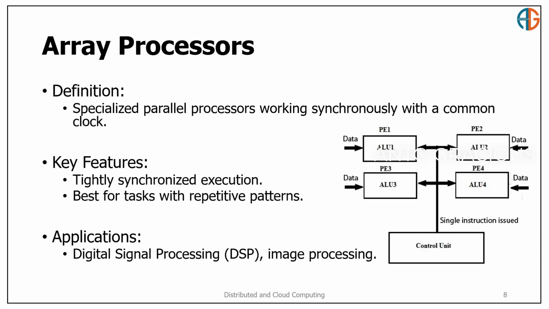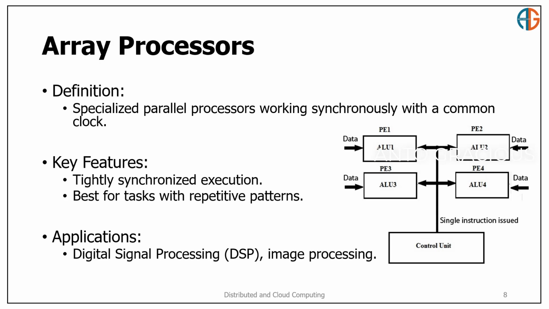Array processors. Array processors are a highly specialized type of parallel system. These processors work in sync using a common clock to process data in parallel. Imagine working together in a relay race with everyone passing the baton in perfect coordination. Array processors are ideal for tasks that involve large amounts of data and repetitive operations, such as digital signal processing, which is used in audio or video processing and telecommunications.